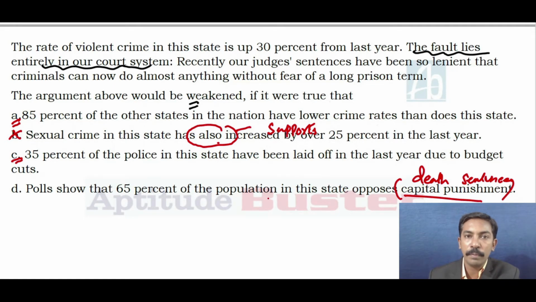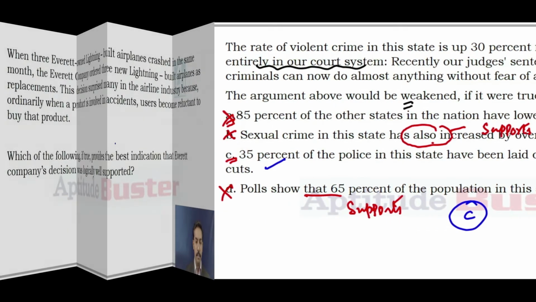If the majority of the population oppose, or if they don't want death sentence, then that explains why judges are lenient. So D supports the argument, hence D can also be eliminated. C weakens the argument, therefore option C is the right choice.